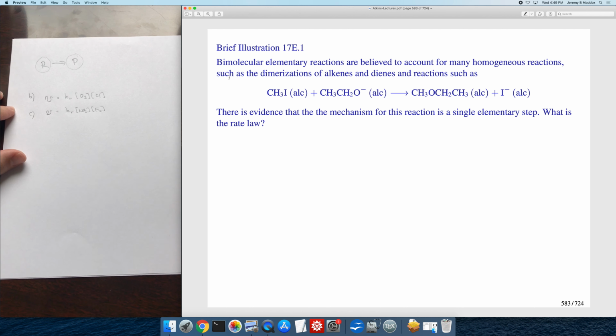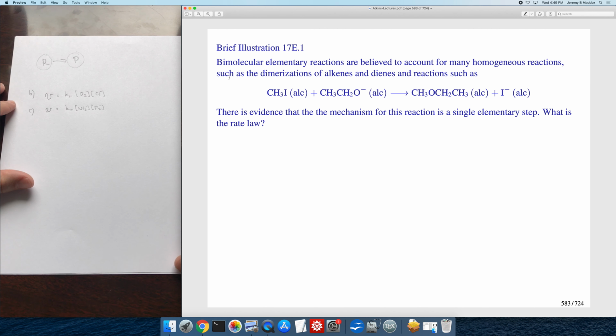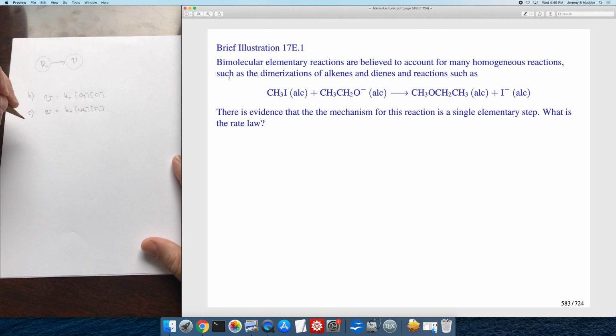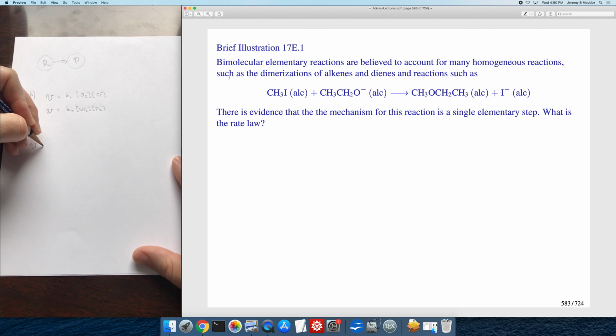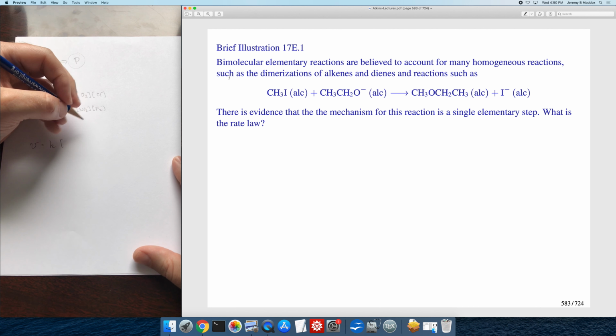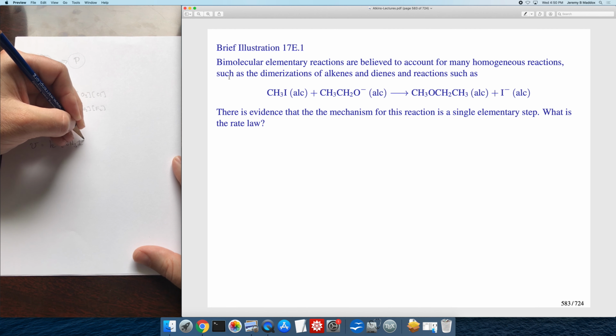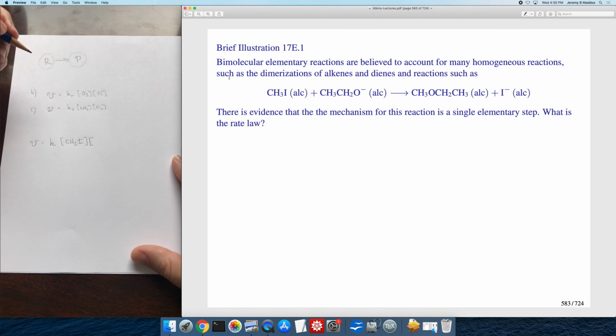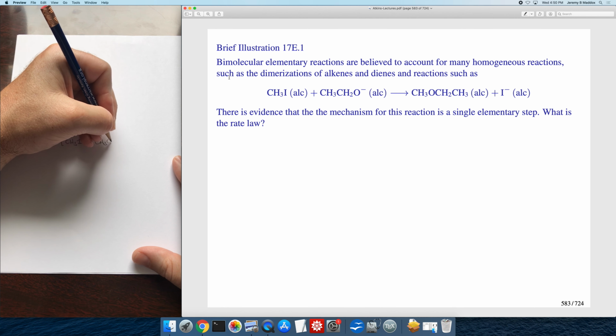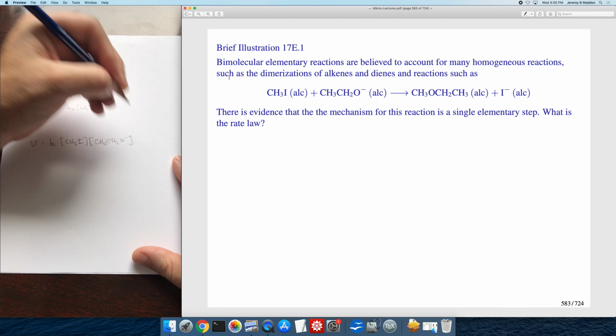Let's see here. So here we've got a bimolecular elementary reaction, and it says there is evidence that the mechanism for this reaction is a single elementary step. What would be the rate law? So the author is telling us this should be an elementary reaction step. What would be the rate law for it? So for this one, we would write the rate would be whatever the rate constant is for this particular step times the concentration of the methyl iodide times the concentration of the acetate ion. So again, bimolecular type 2.